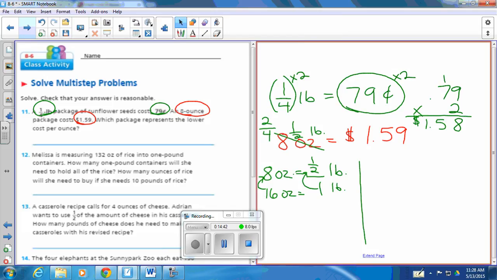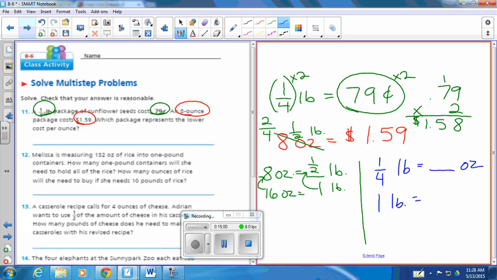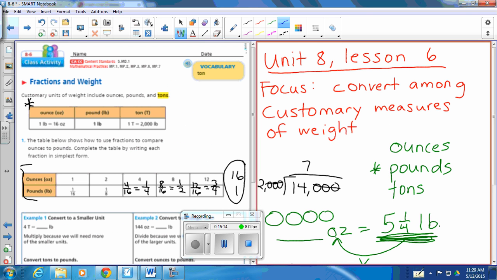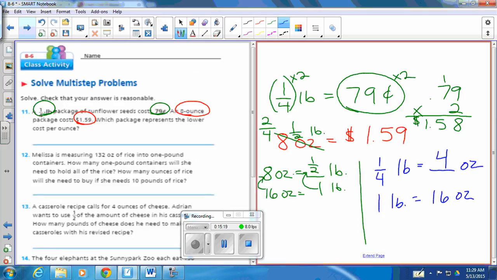Let's see if we get the same answer going the other way with our conversion. Now we want to know 1/4 pound equals how many ounces? So remember, 1 pound equals 16 ounces. So what's 1/4 of 16? Do we all agree? Okay, we can also go back to our chart here to double check. Is 1/4 equal to 4 ounces? Yes. Okay, so now we know we're looking at 4 ounces.